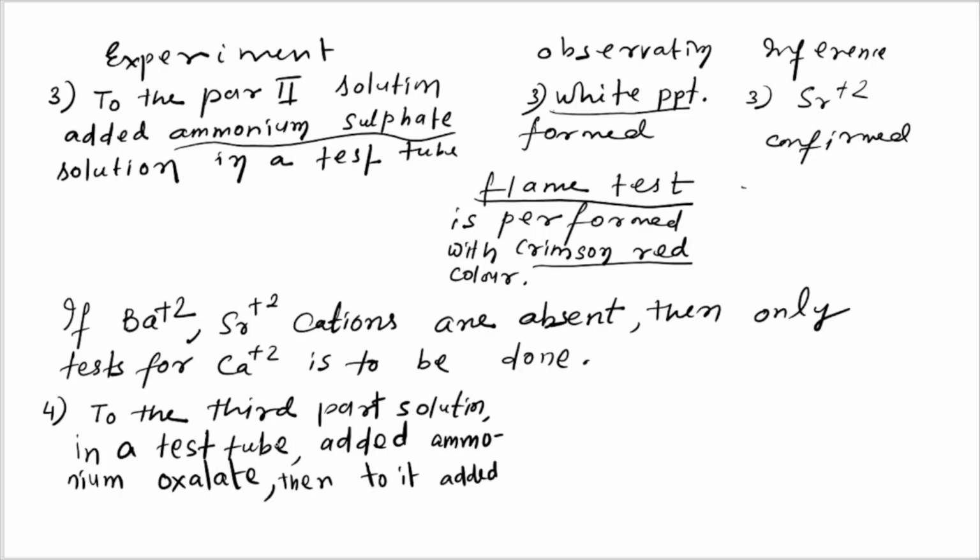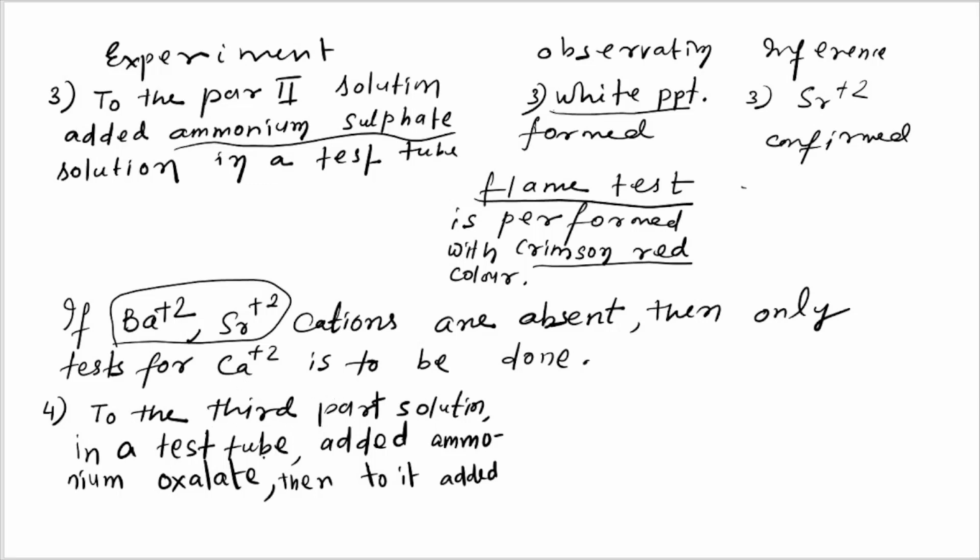Now, if the Ba+2 and Sr+2 cations are absent, then only will you proceed to the calcium Ca+2 test. Remember, if Ba+2 is absent, you go to Sr+2. If both Ba+2 and Sr+2 are absent, then you go to calcium.